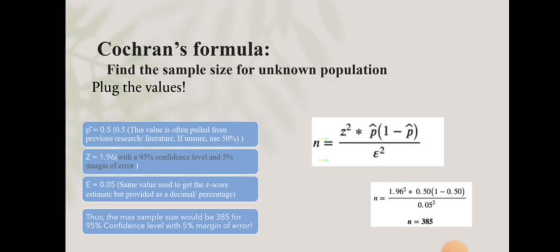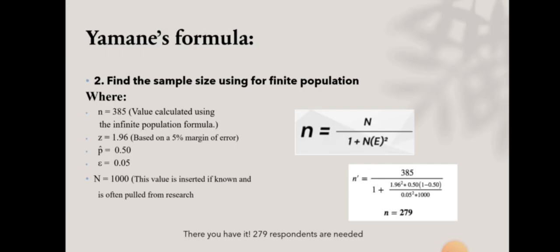Thus, the maximum sample size will be 385 at 95% confidence level with 5% margin of error. So this is a sample example to calculate sample size for unknown populations by using the Cochrane formula.